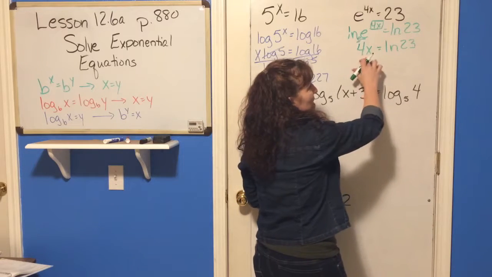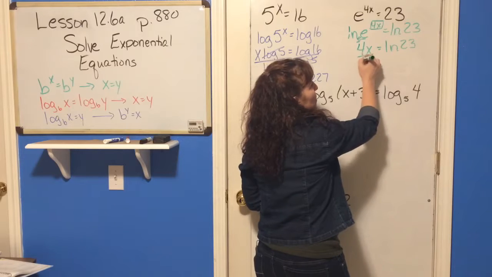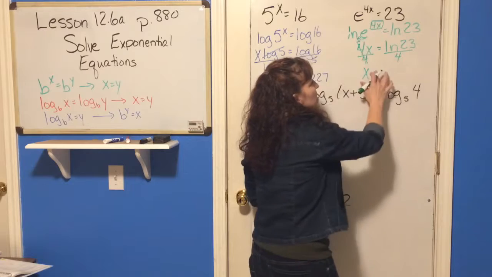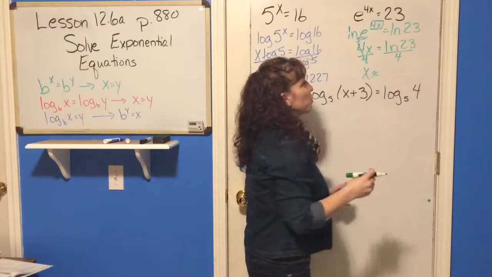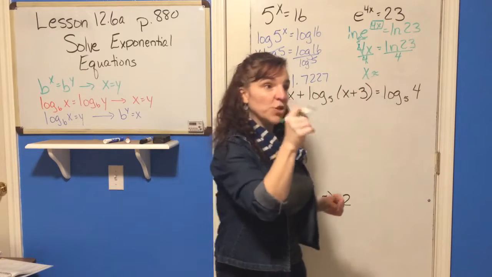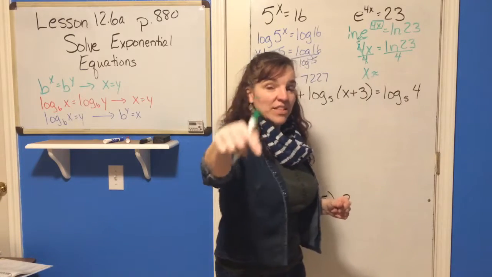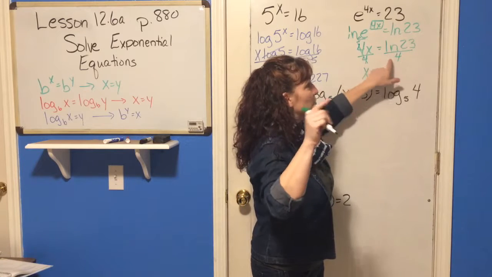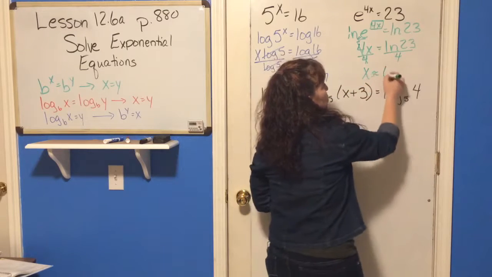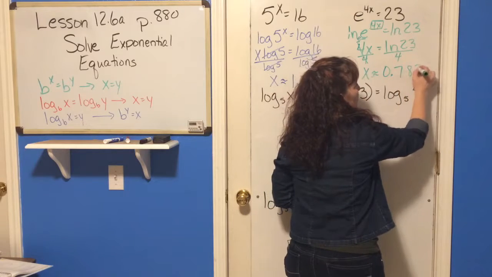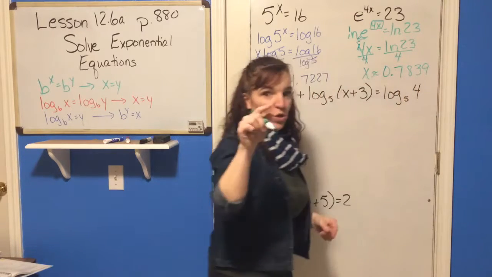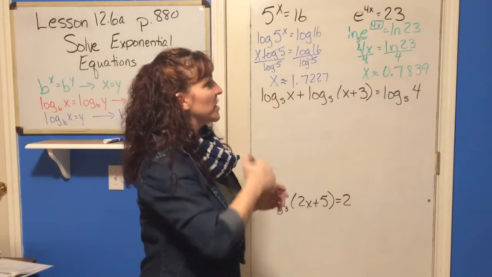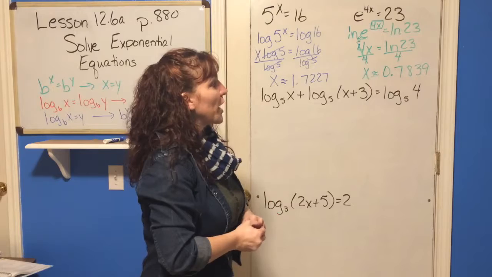And now this is 4 times x. To get the x by itself, I simply divide by 4. And when I do that, and this is going to be another approximately equal to, put into your calculator 23 natural log divided by 4, which should get you 0.7839. So practice that right now. Make sure that you get that same answer, and then you've done the correct sequence of numbers.